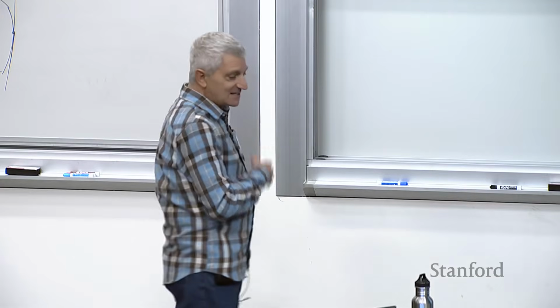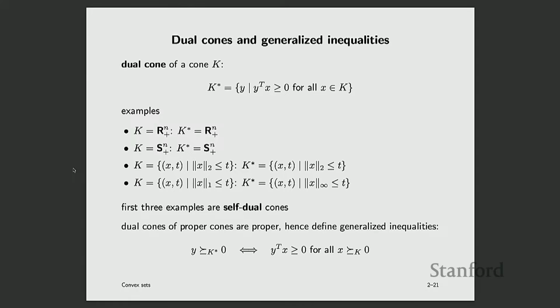Okay. Next weird, totally non-motivated thing we're going to do this week is dual cones and generalized inequality. So the first is, actually, let me just start. Let me explain what this is a generalization of, right?